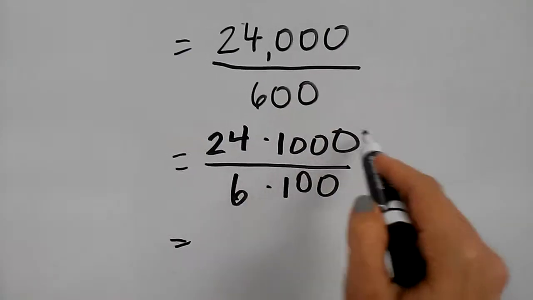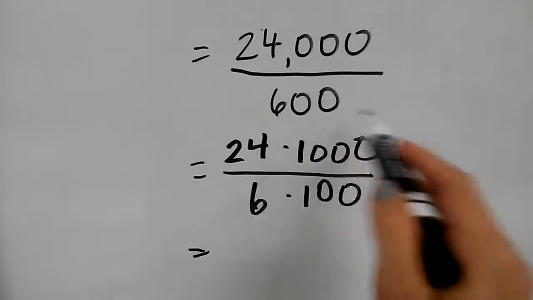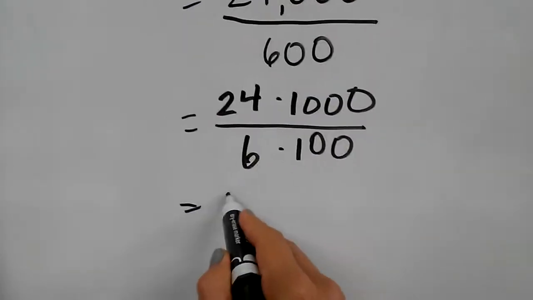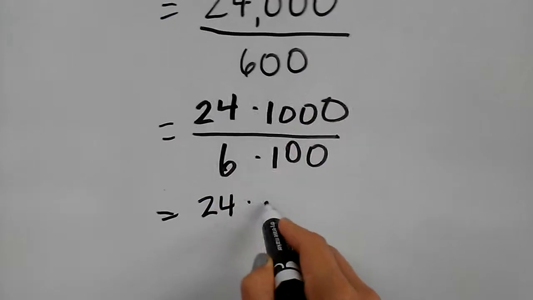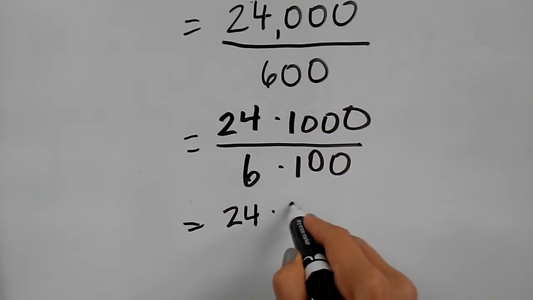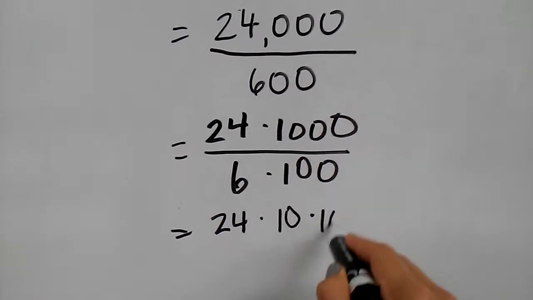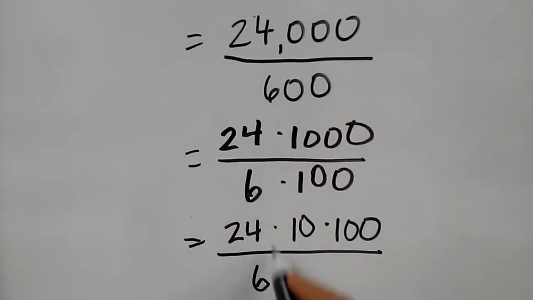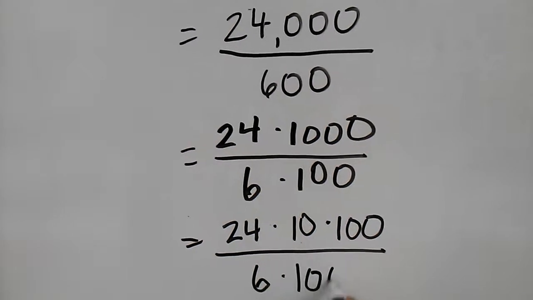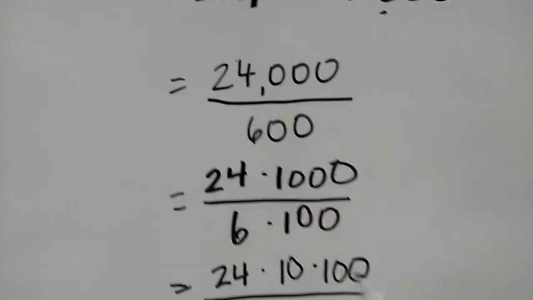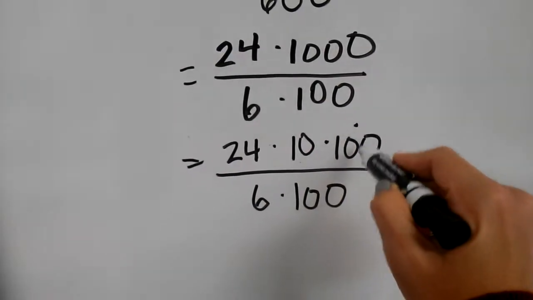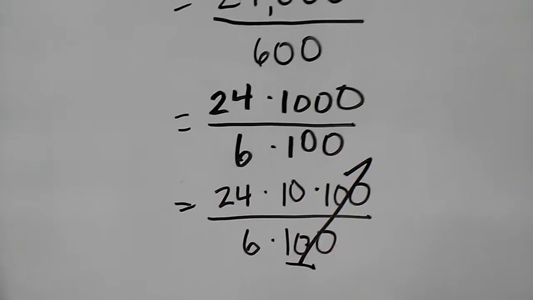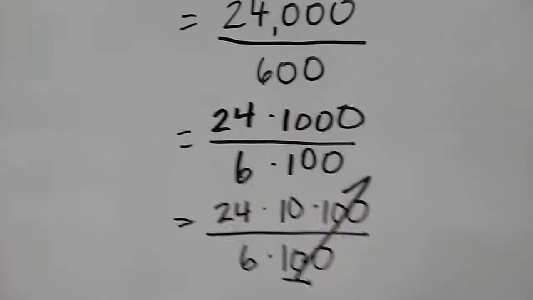So 1,000 has 100 as a factor. So I'm going to decompose 1,000 so I can get that factor of 100. 24, and 1,000 is the same thing as 10 times 100. And then 600, I'm going to leave as 6 times 100. So now I have an equivalent form of 1. 100 divided by 100 is 1. So this is an equivalent form of 1. I'm putting a 1 through it to show that it equals 1.